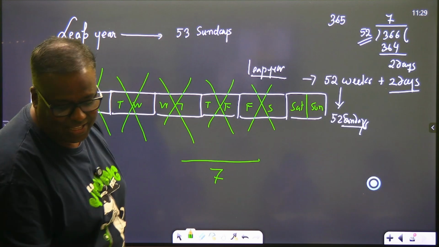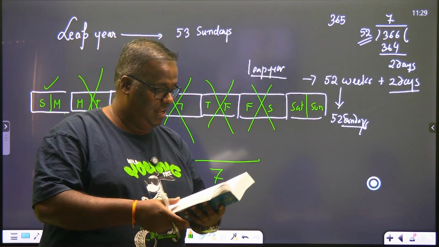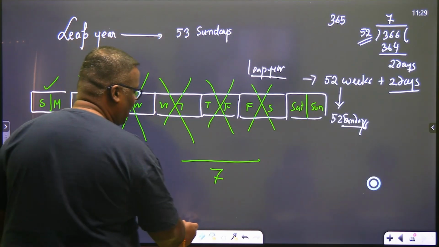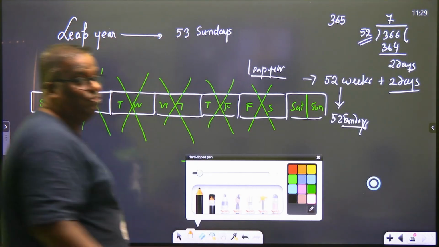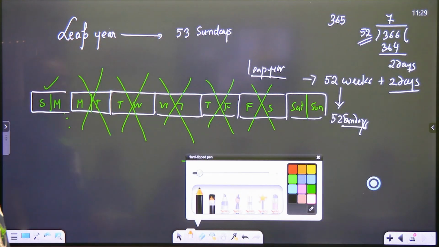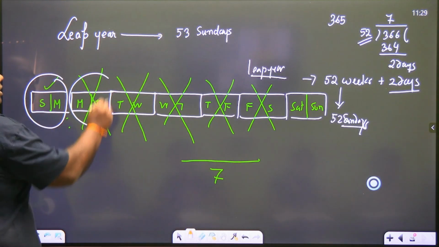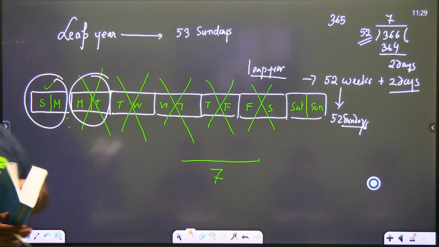That's why the other question in the book is, they say, what is the option of getting 53 Mondays? Can we now calculate this? What is the option of getting 53 Mondays? 53 Mondays means this one and this one. 2 by 7.